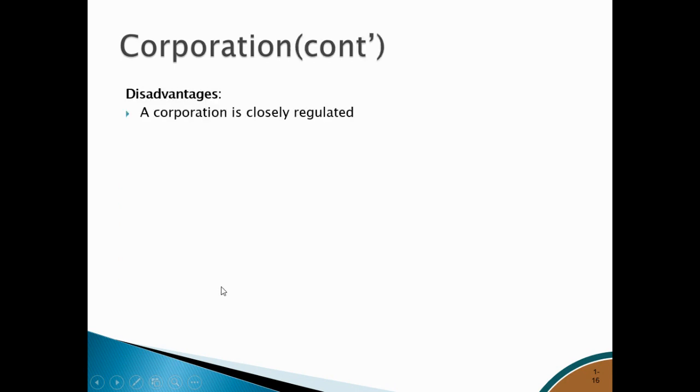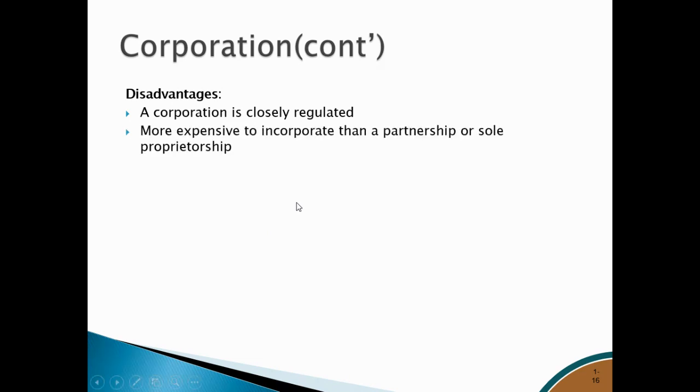Okay, let's look at the disadvantages. It's closely regulated. Compared to a sole proprietorship or partnership, you have the strictest rules. Your compliance requirement is very high. If you're a listed company, Bursa Malaysia will closely monitor the company. If you're not complying, they can penalize you. The worst case is they can delist your company, make your company unlisted. So it's very important, it's highly regulated.